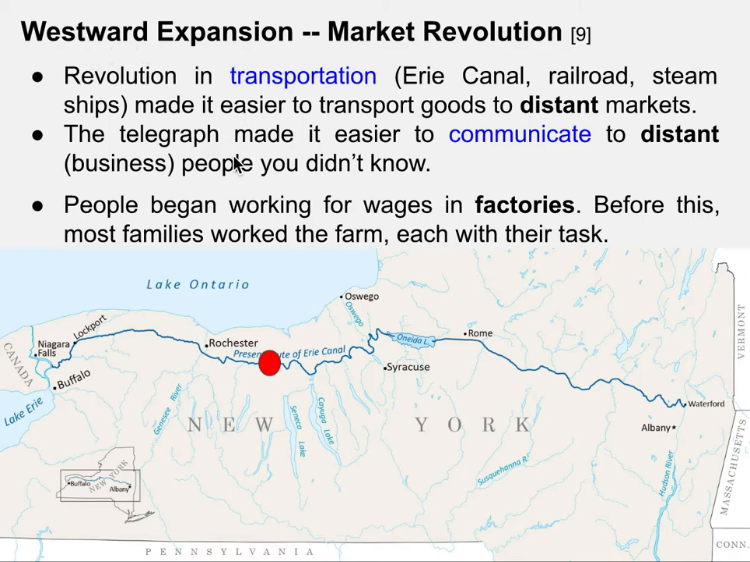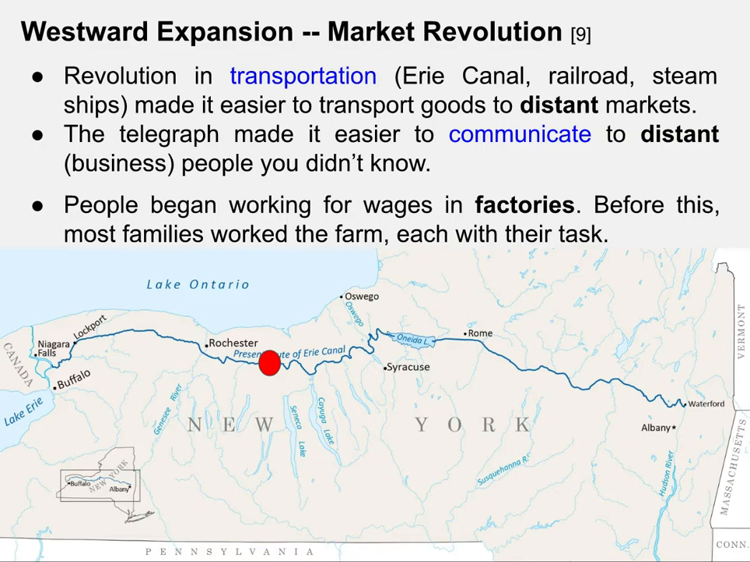So westward expansion is the next item, and I want to talk about first the market revolution. There was a revolution in transportation. You had the Erie Canal, the railroad, the steamships for traveling up and down mostly the Mississippi River, things like that. It made it easier to transport goods to distant markets. And the telegraph made it easier to communicate to distant business people that you didn't know.